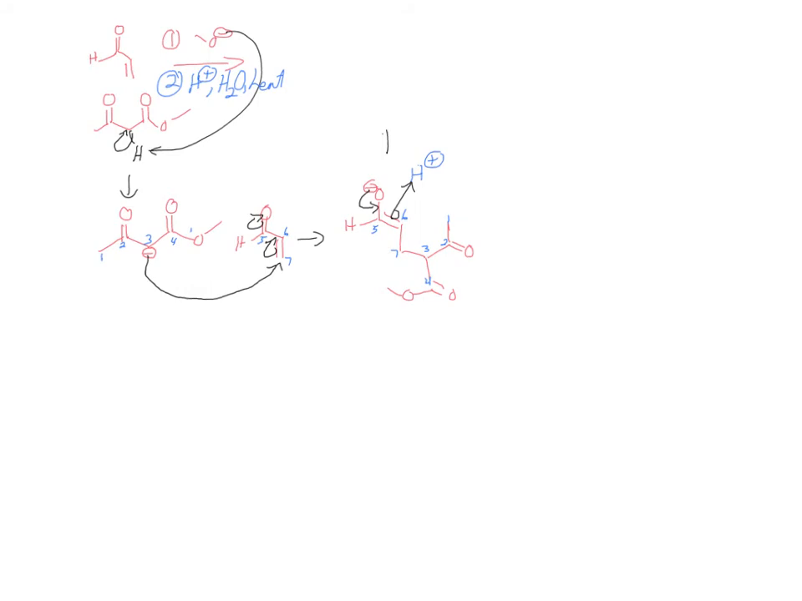So now let's draw out our product at this point. All right, we've added that H at carbon 6. So this is 5, 6, 7, 3, 2, 1, 4. So we're still in H+ and heat.